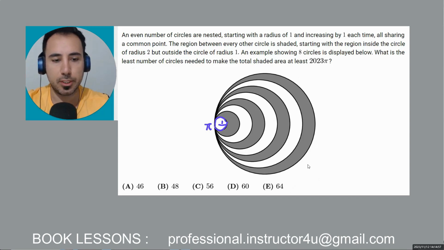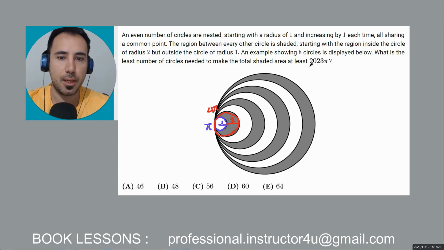So for example, this one, the radius of this, from here, will be 2. So the area of this one will be 4 pi. Okay. So let's just read it here. All sharing a common point. The region between every other circle is shaded, starting with the region inside the circle of radius 2, but outside the circle of radius 1.